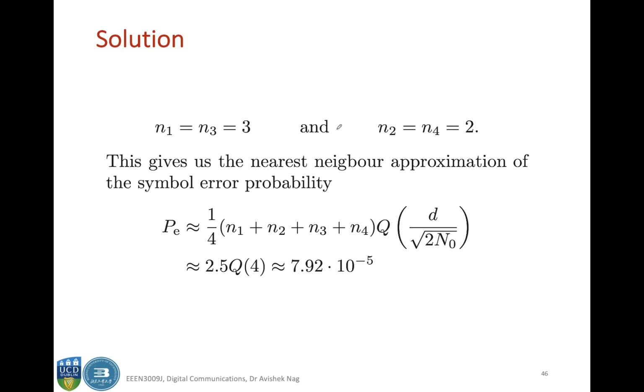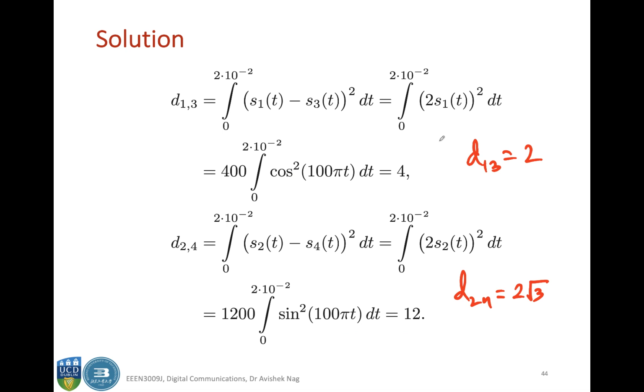The nearest neighbor can be applied like this. Let's say if N1 is the number of nearest neighbors of signal 1 and N3 is the number of nearest neighbors of signal 3, then that number is 3, the number of signals that are within d min distance. And N2 and N4 is 2. You can calculate that from this value of d min.